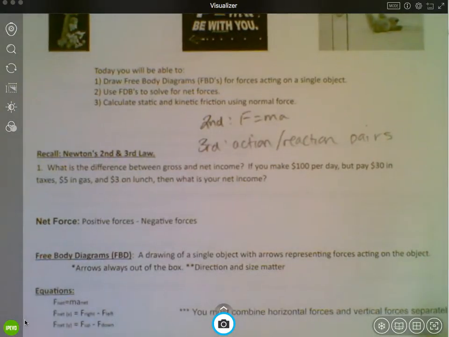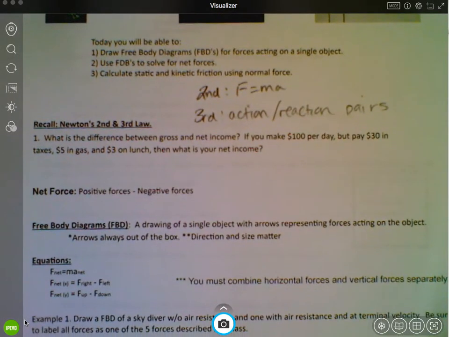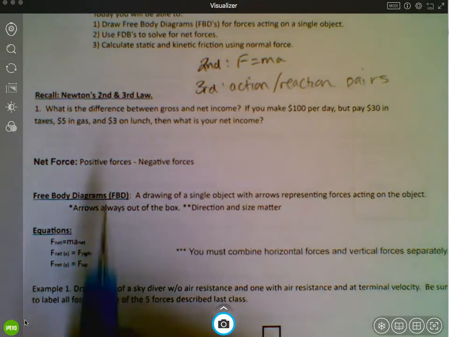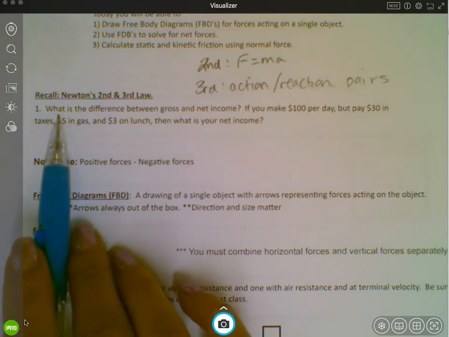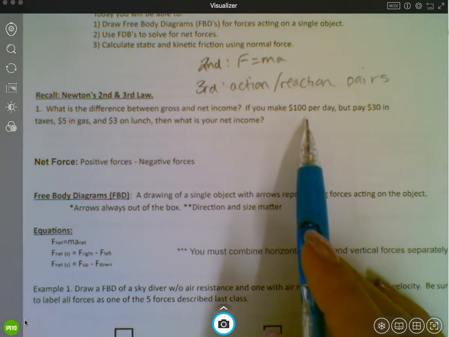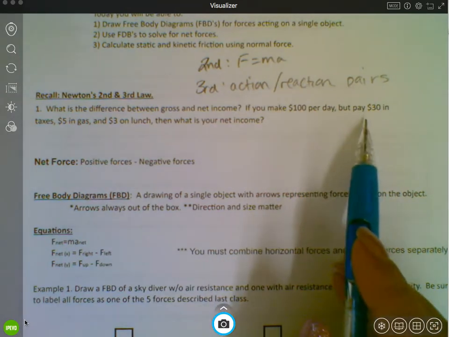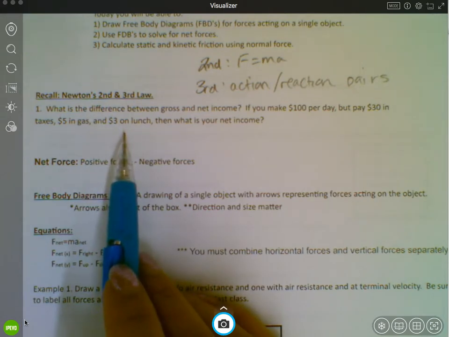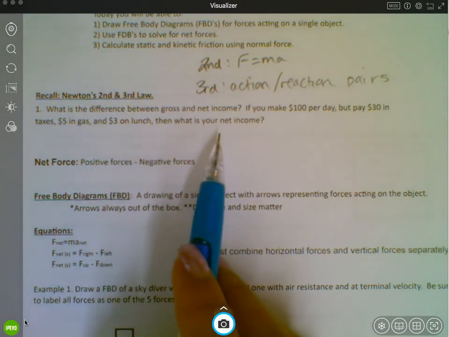All right, so as we get into this one we're going to talk about net force. And the way that I want to introduce this is by using money, just because I think we understand that a little bit better. So this first part says, what is the difference between gross and net income? If you make $100 per day, but then you pay $30 in taxes, $5 in gas, and $3 in lunch each day, then what would be your net income?